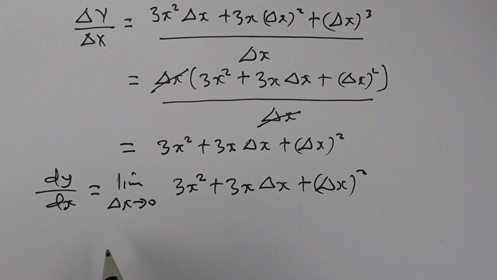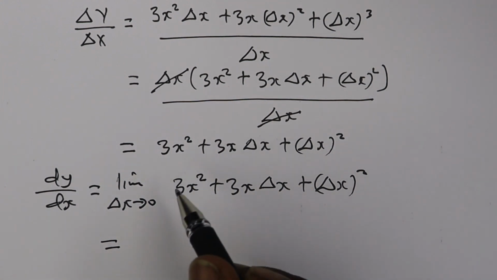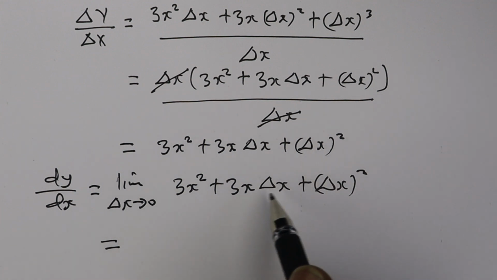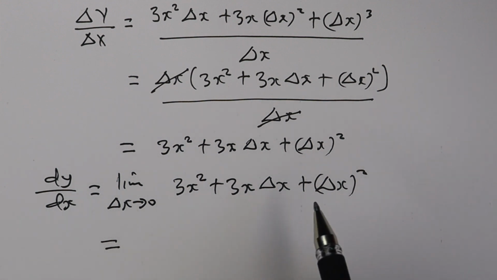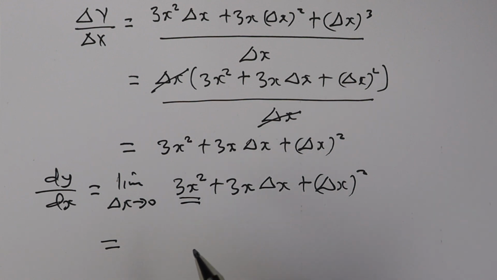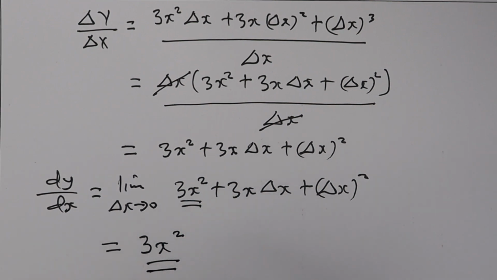So what this means is that as A moves towards B, the small change in x will eventually be 0. Therefore, every term within this function that bears the change in x will eventually become 0. So the only term that will be left after that is the one without the change in x, and that will be our derivative from first principles.